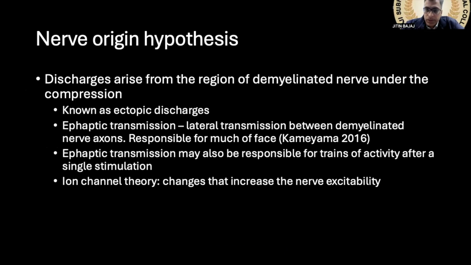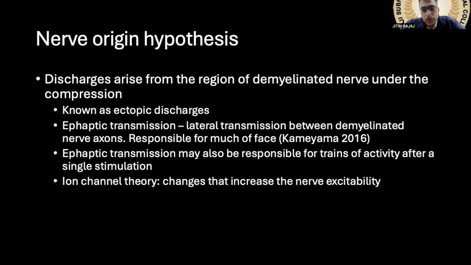There can be two hypotheses. The nerve origin hypothesis, in which the discharges arise from the region of demyelinated nerve, which is at the neurovascular conflict zone. And there can be ectopic discharges arising from that zone. There can be ephaptic transmission, which means transmission between two demyelinated nerve axons. And this is the reason why there is involvement of much of the face. This hypothesis was given by Kamiyama in 2016. The ephaptic transmission is also responsible for the trains of activity after single stimulation.